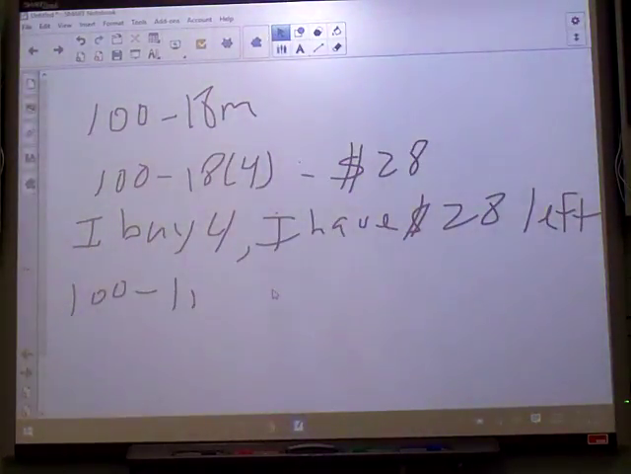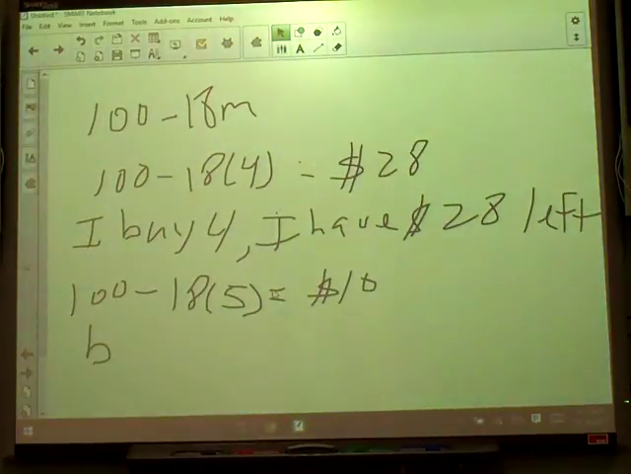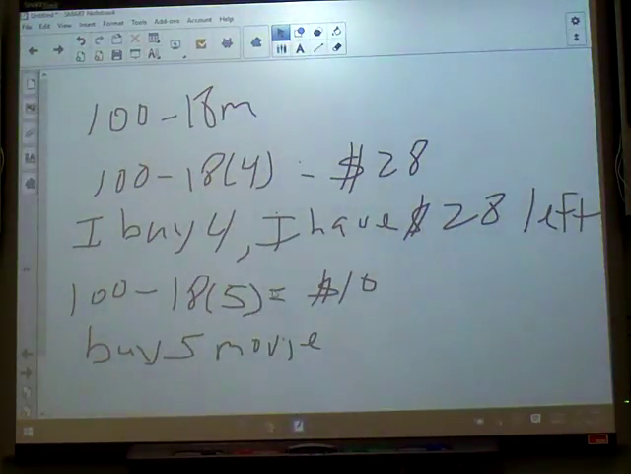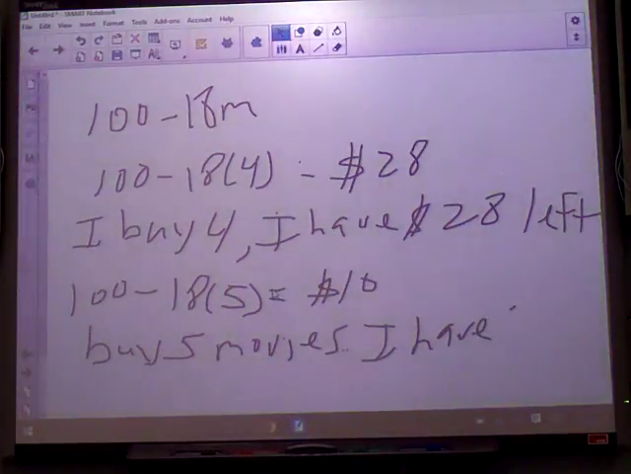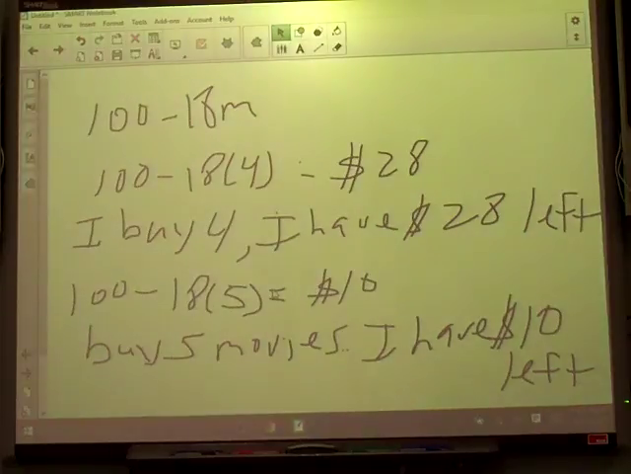Okay, part C says m's 5. 100 minus 18 times 5, and I got $10. What does this mean? I did spend $90. So I buy 5 movies. I have $10 left. Or I could say it like Stephen and Dalton said, I spent $90 on movies. Would be a good answer also.